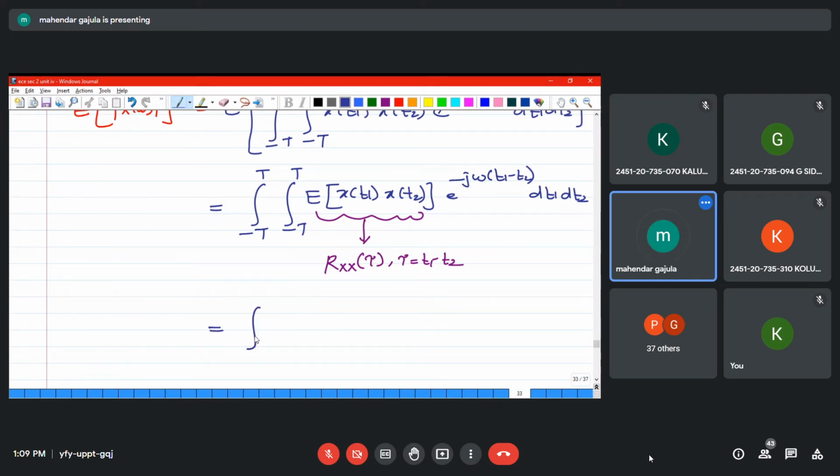So let us rewrite it. Integration from minus T to plus T, integration from minus T to plus T, it is R-X tau.